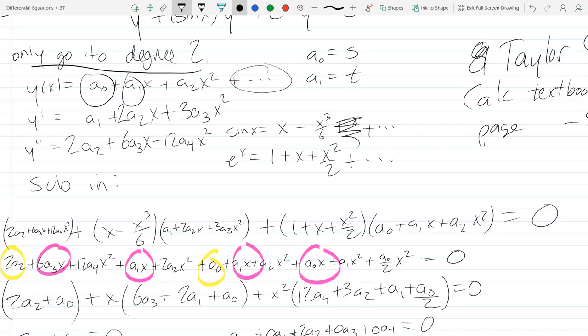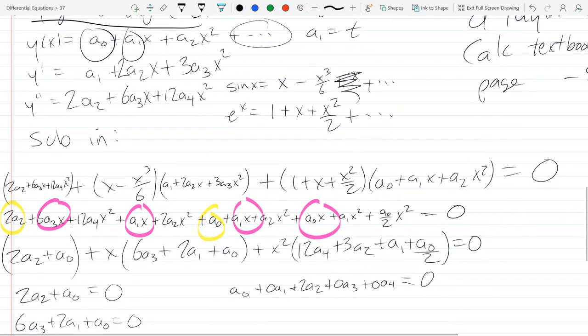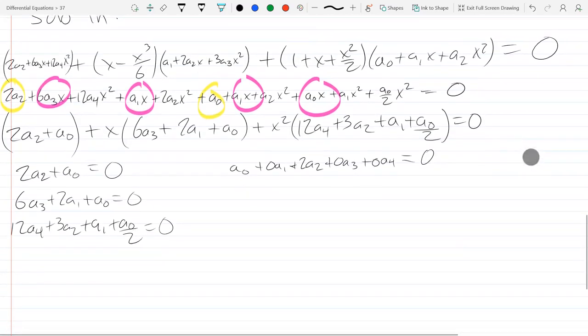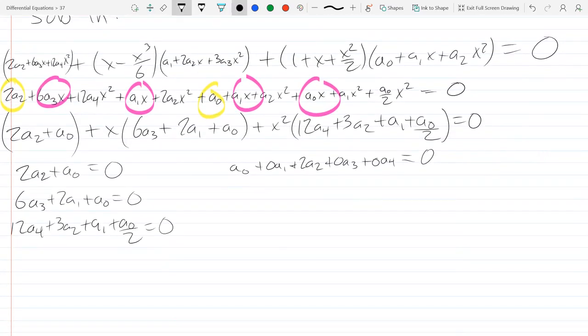So I need to figure out A2. And all I need to do is relate it back to A0 and A1. And I think we have one equation that will do that perfectly. And it was the first one we wrote down.